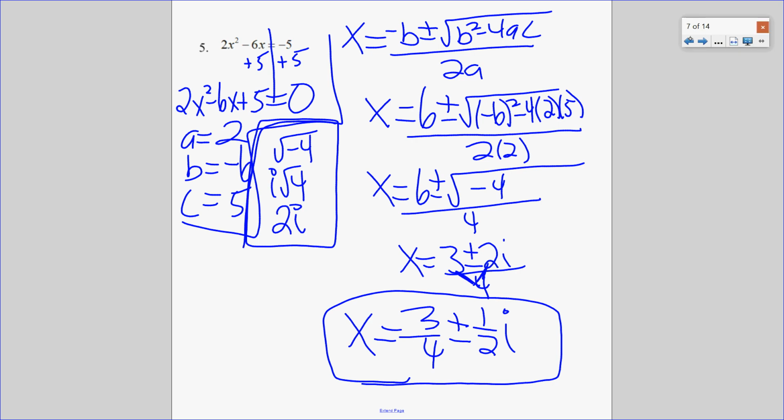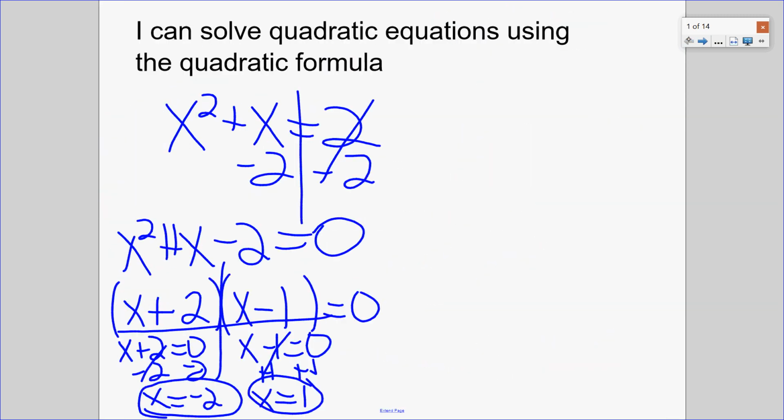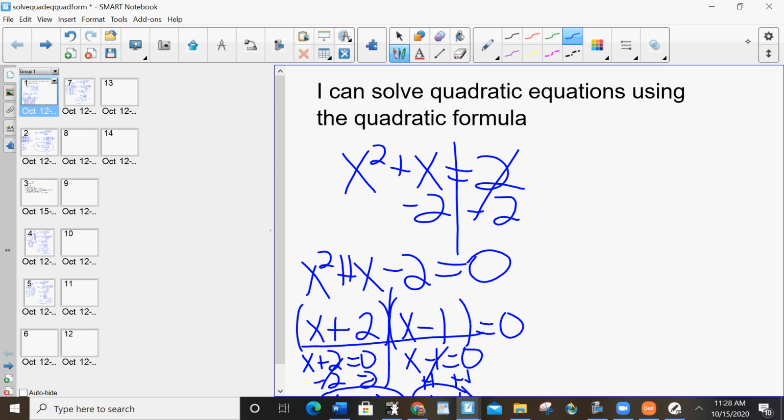And that's it. Your classwork/homework is to practice this. It's very important that this gets practiced and you spend time in it. And use this video as much as you can. Again, your classwork/homework is to finish completing or solving quadratic equations using the quadratic formula.